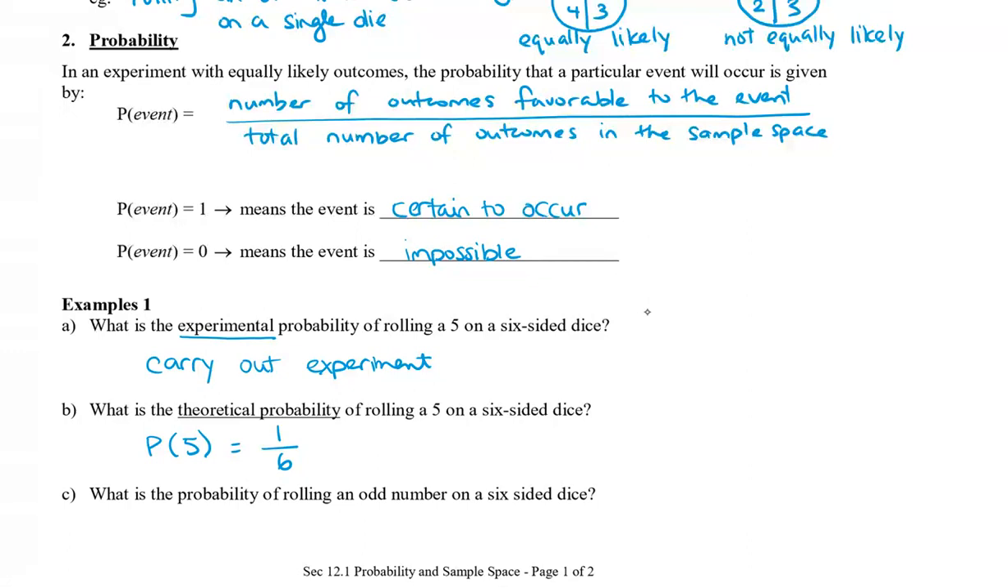For C, what is the probability of rolling an odd number on a 6-sided die? We can say that the probability of an odd number is equal to 3 odd numbers, 1, 3, and 5. But there are a total, again, of 6 numbers on the die, so there is a probability of a half.